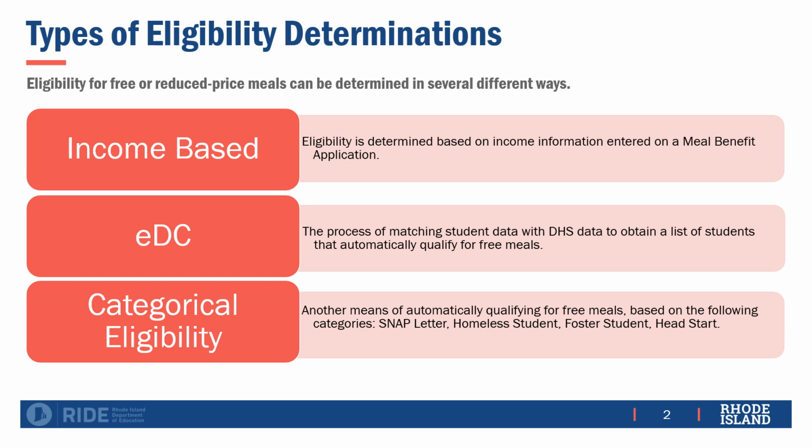And the last method listed here is categorical eligibility, which is a way of automatically qualifying a student for free meals. Categorical eligibility includes a family providing a letter from DHS that states that they should bring the letter to the school, or a family or guardian indicating that the student or students on an application is either homeless, a fostered child or children, or in Head Start. And this method will be referenced throughout the training while explaining both income-based and electronic direct certification.